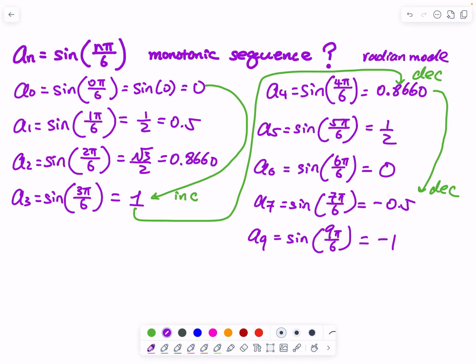Monotonic means either increasing constantly or decreasing constantly. So if you mix up the increase and decrease, then this is not monotonic. Not monotonic.